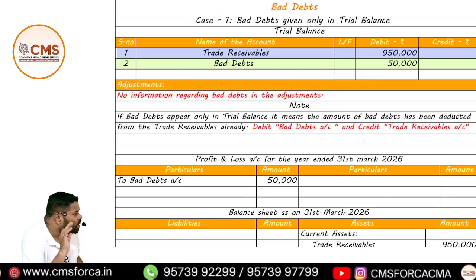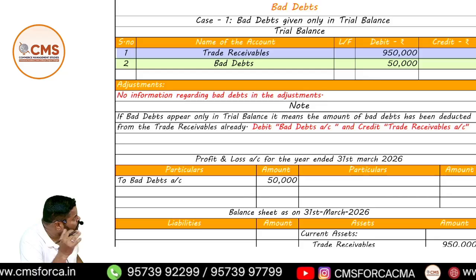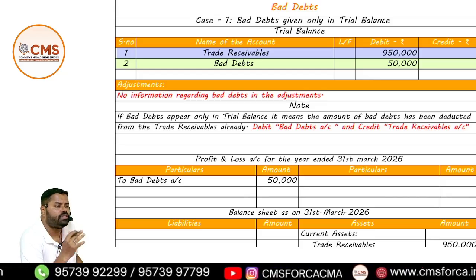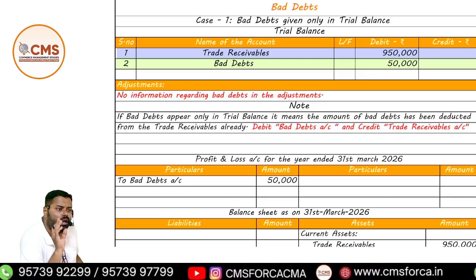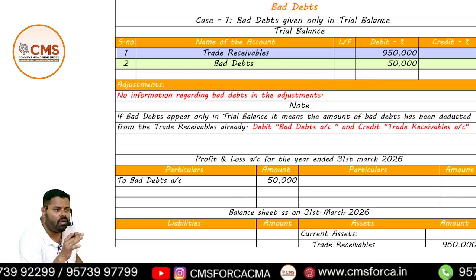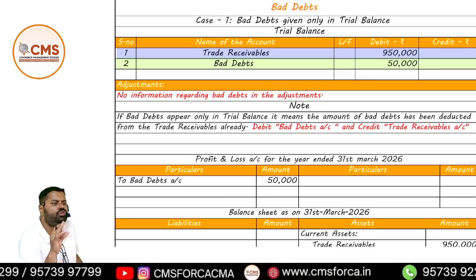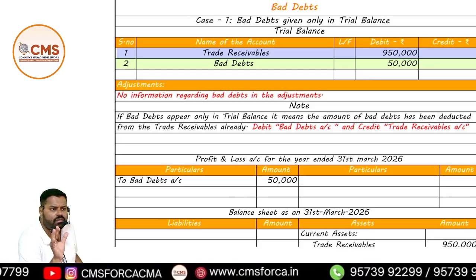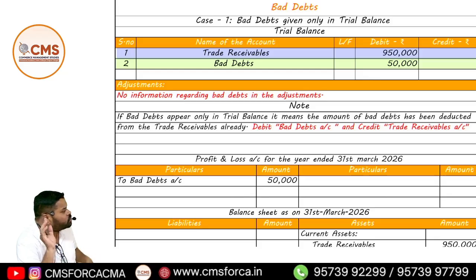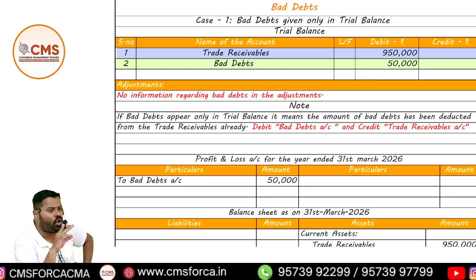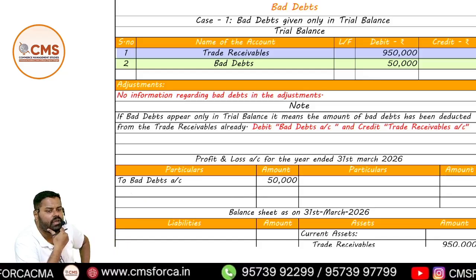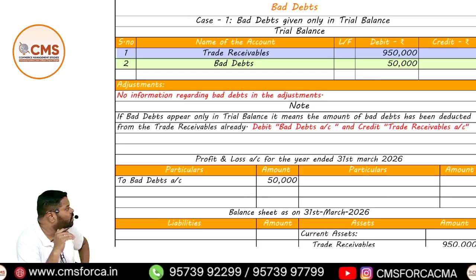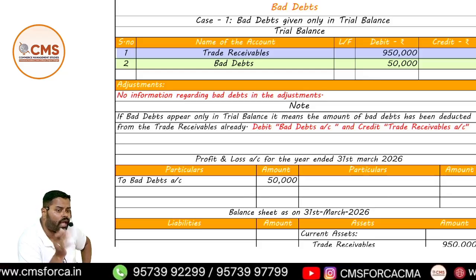Out of the 10 lakhs, before the preparation of the trial balance, he received a shock. What is a shock? One of the customers is declared insolvent, or one of the customers is missing, or the customer is not in a position to pay the money. Whatever the reason is, for accounting we don't need the reason. We want the accounting to be done. So how much money is already lost in the form of bad debts? 50,000 is gone. And when did this get confirmed? This got confirmed before the trial balance was prepared.